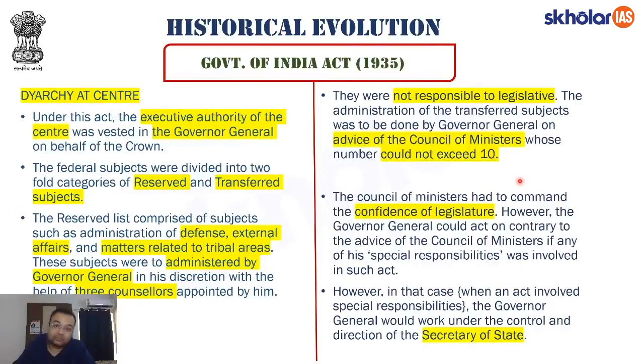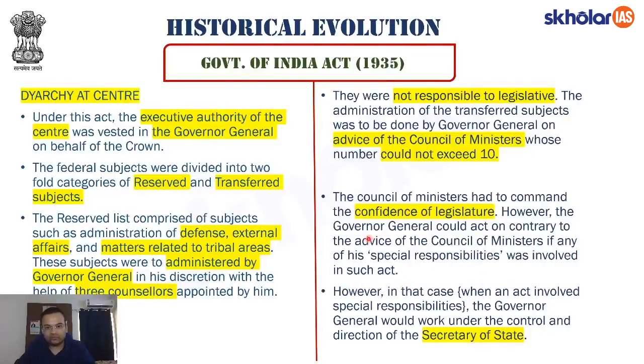But with respect to reserved subjects, the Governor General can act at his discretion. He will only need to consult with his 3 councillors, and it is his prerogative as to how he seeks to take decisions on subjects under the reserved list. The Council of Ministers had to command the confidence of the legislature. However, the Governor General could act contrary to the advice of the Council of Ministers if any of his special responsibilities was involved in such an act.